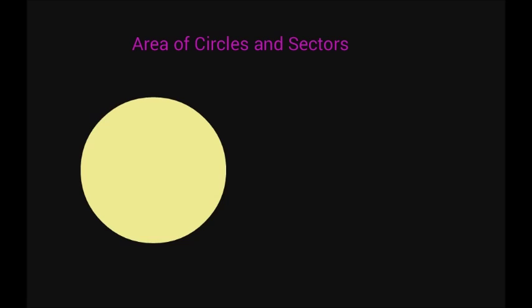Alright, let's talk about areas of circles and sectors. So hopefully you remember the area of a circle formula, area equals pi r squared. But let's say we only want part of a circle. Let's say that degree is 130 degrees, and our radius there is 5 inches.